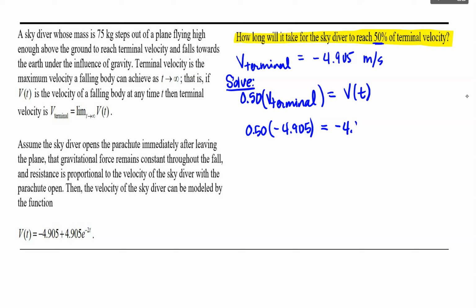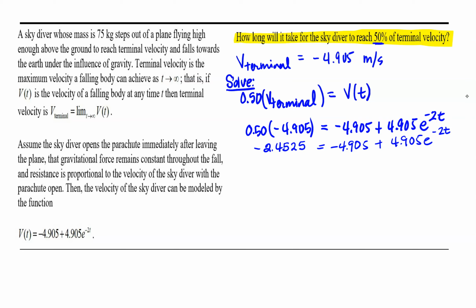So negative 4.905 plus 4.905 e to the negative 2t. So let's go ahead and multiply out the left side of our equation. And in doing that, we get negative 2.4525 equals negative 4.905 plus 4.905 e to the negative 2t.